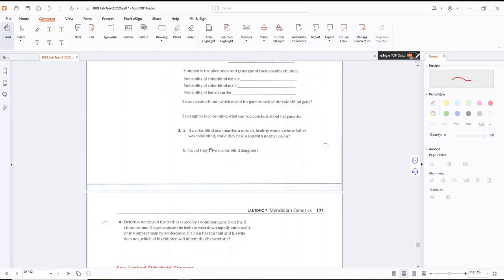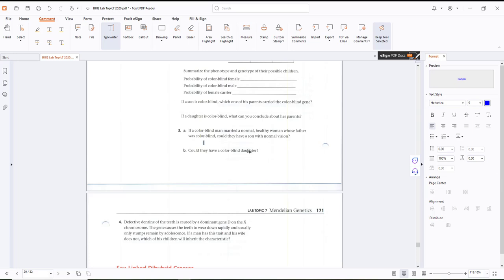Number 3, if a colorblind man, so let's do a colorblind man. So if he's colorblind, he's X little b Y, married a normal, healthy woman whose father was colorblind. So if her father is colorblind, she must be a carrier, okay? Because she got one of her X's from her dad, and the only X he has is a little b, right? Was colorblind. Could they have a son with normal vision?